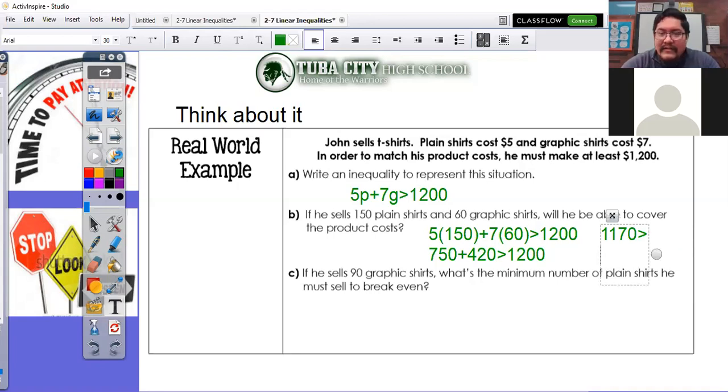Anyway, in this case, the answer is no. He does not cover his cost. So in this case, he goes home at a loss if he stops now.